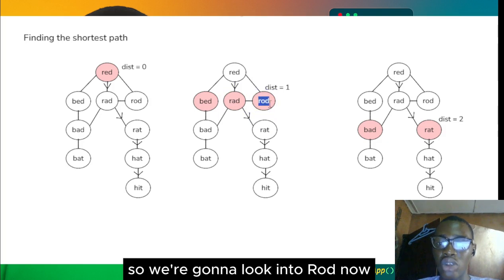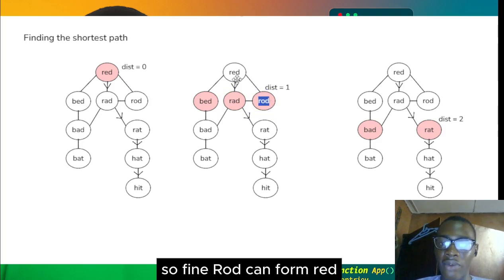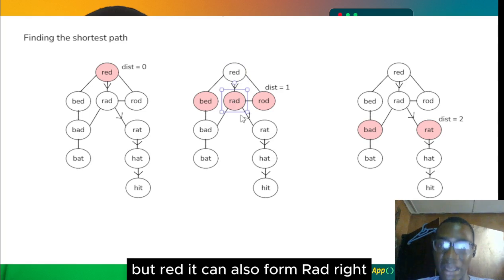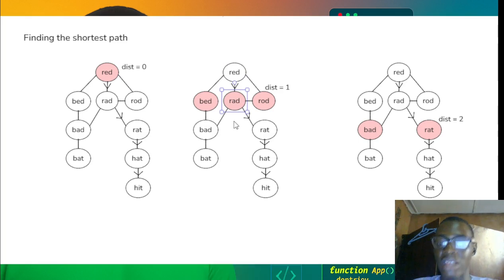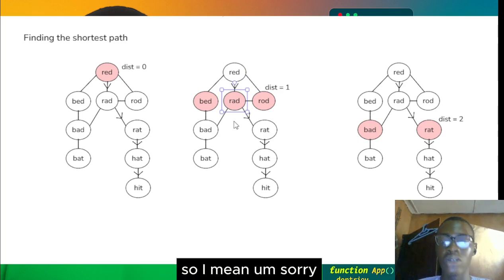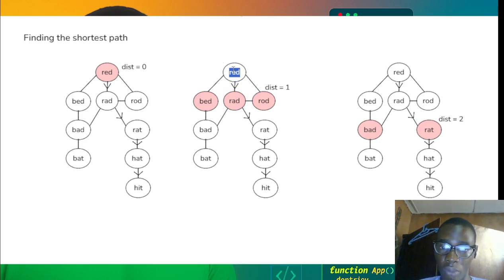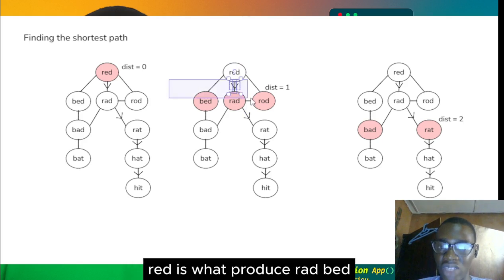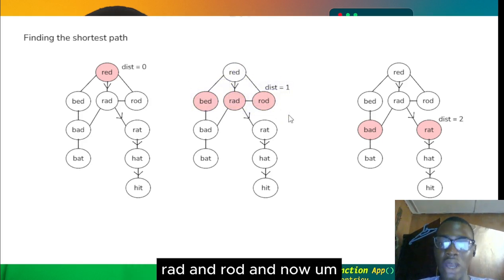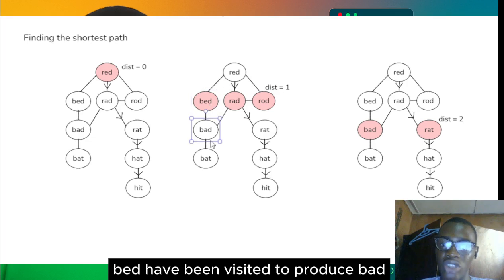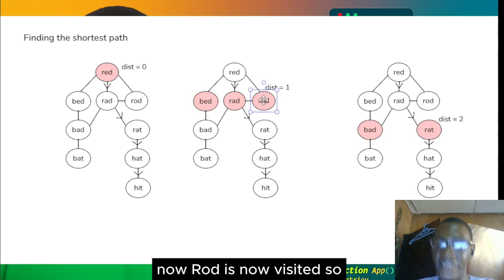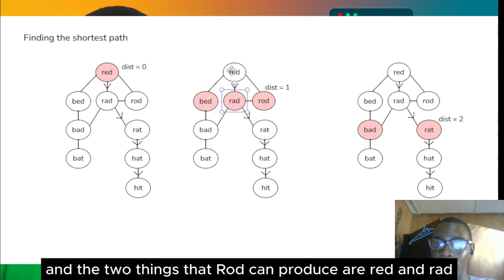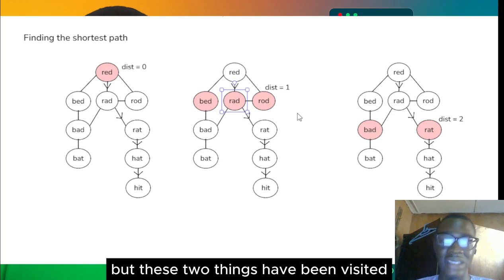So we're going to look into rod now. Fine, rod can form red, but red can also form rad. But these two have been added to the hash set, sorry, they have been visited. Red has been visited, and in fact red is what produced bed, rad, and rod. Now bed has been visited to produce bad, rad has been visited to produce rats, and now rod is visited. The two things that rod can produce are red and rad, but these two things have been visited.